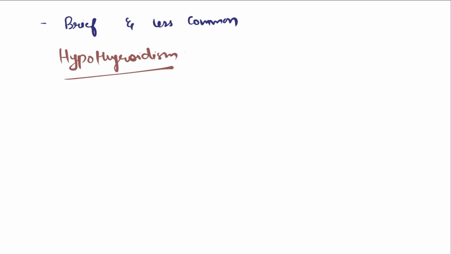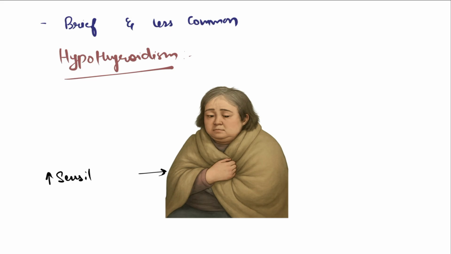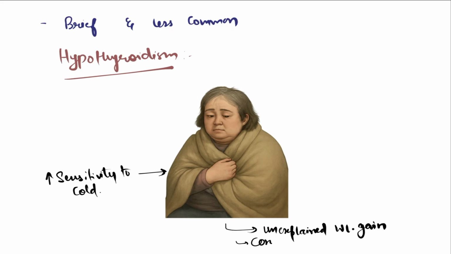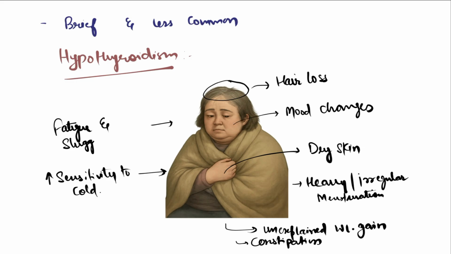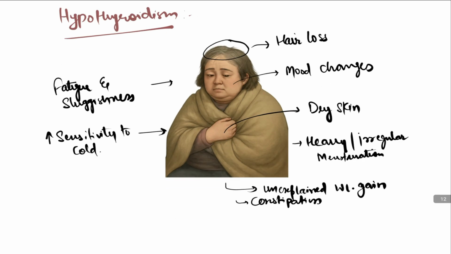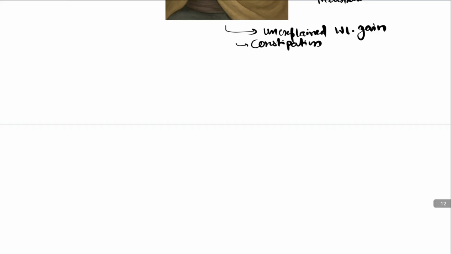The common signs and symptoms of hypothyroidism are increased sensitivity to cold, unexpected weight gain, constipation, dry skin, hair loss, heavy or irregular menstrual periods, depression or mood changes, fatigue, and sluggishness. The signs and symptoms can develop slowly and vary in severity.